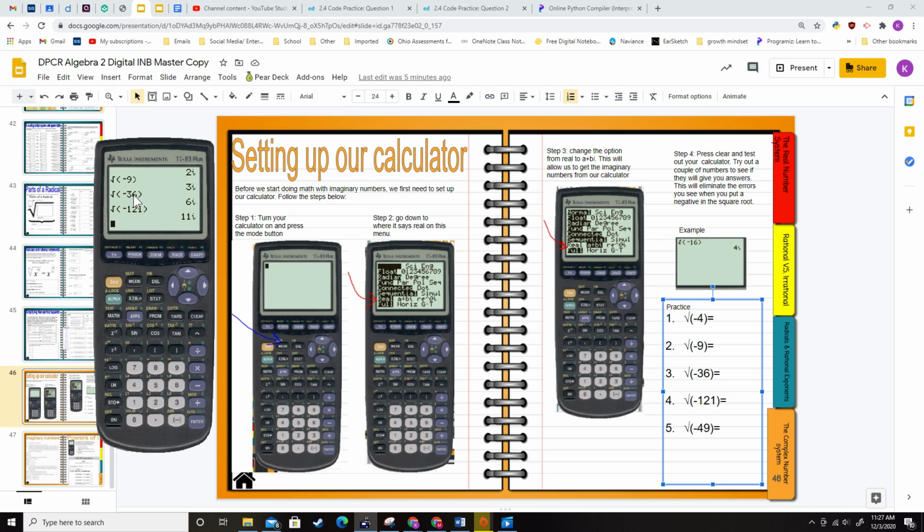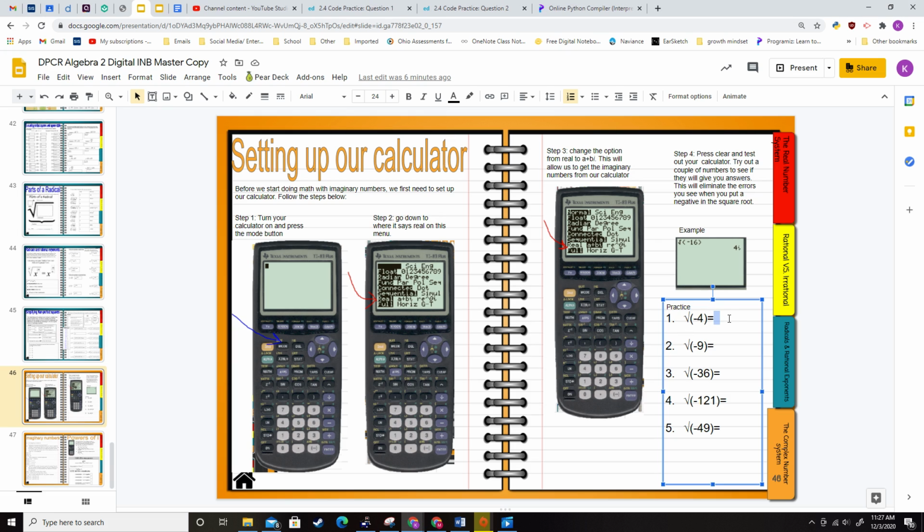You might notice all these are perfect squares. So that means that the only difference between this and what we would normally type without the negative symbol is that we're going to have an i attached when we see this negative symbol here. So we got 2i, 3i, 6i, 11i, and 7i. So all these are going to be things that we're going to be seeing in the next section.